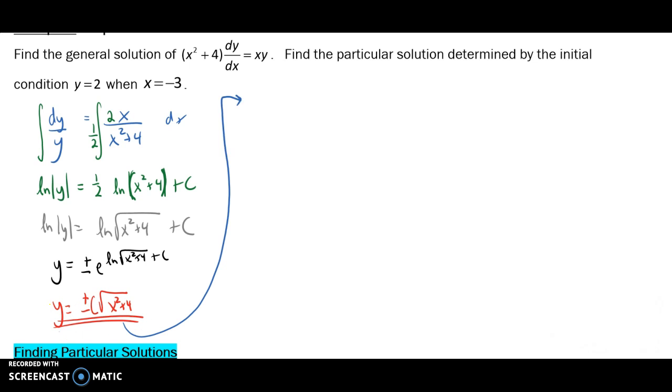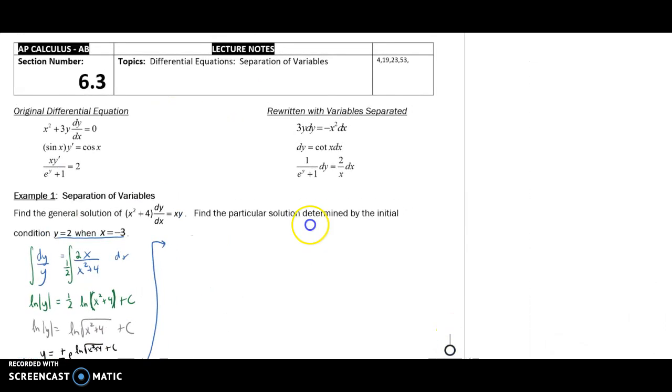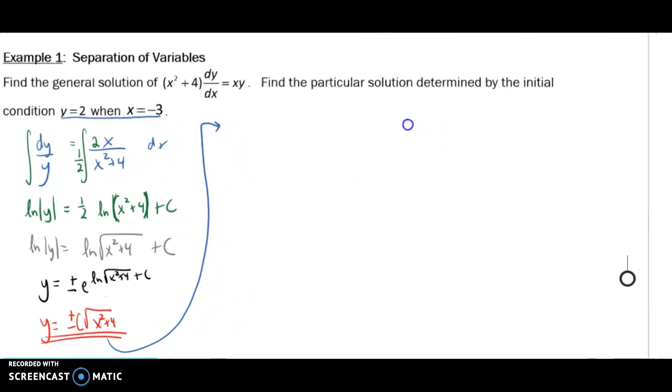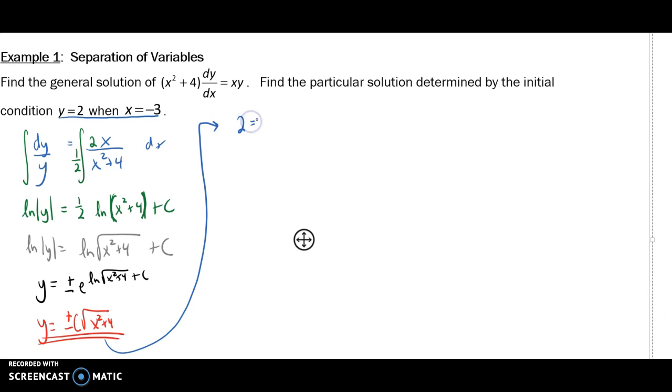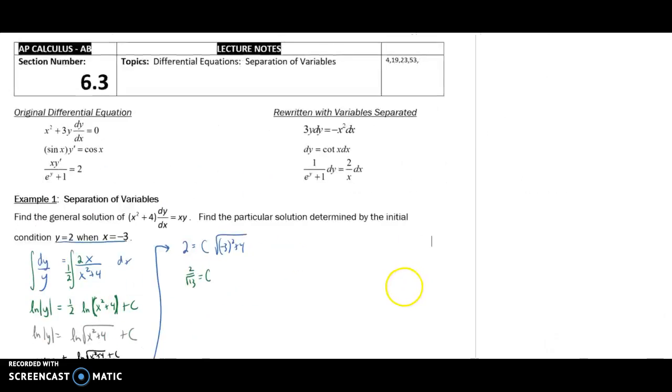Now that we have this general solution, we're going to look for a particular solution when y equals 2 and when x equals 3. We're going to plug them in. First off, plug 2 in for y. So 2 equals the square root of negative 3 squared plus 4 times some constant. And 2 is a positive number, so I'm not going to worry about the plus or minus. I know that this is going to come out positive. The goal here is to solve for c. Underneath the square root sign, negative 3 squared plus 4, that's 13. To get c all by itself, we could divide both sides by the square root of 13. So there is our c value.